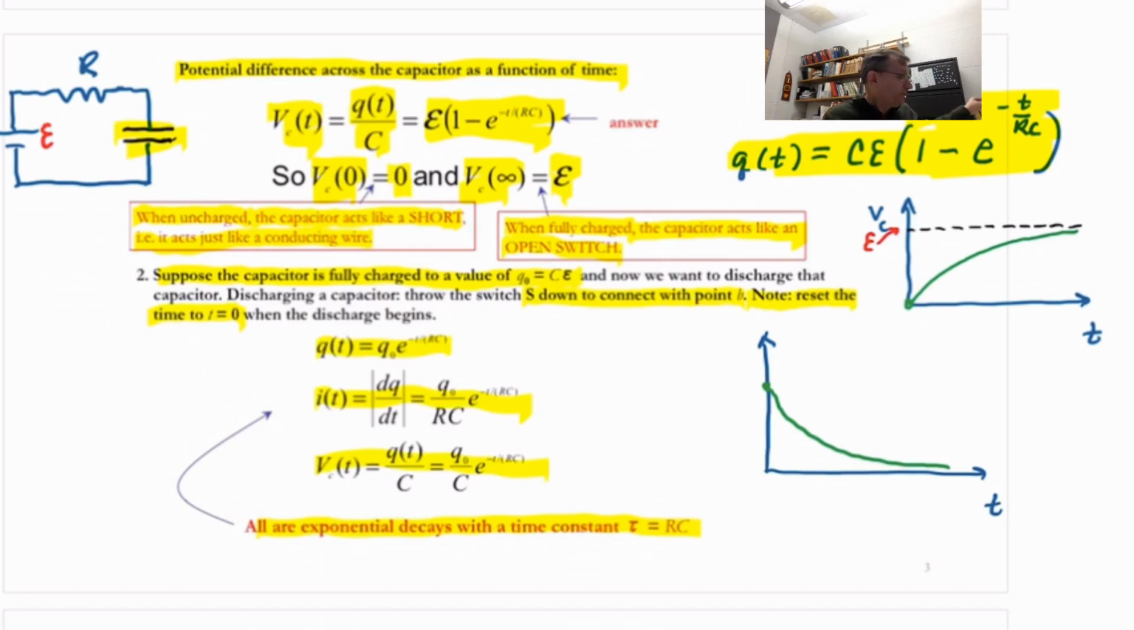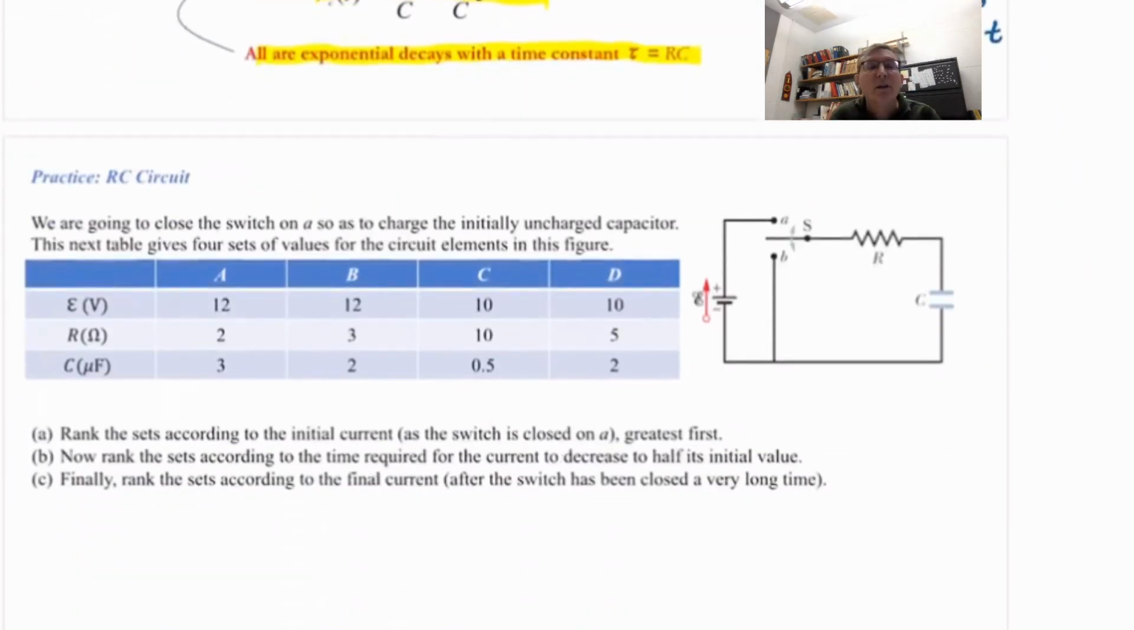All right. Now, what I'm going to do next is a little bit of practice with you and then leave you with a class engagement. All right, so there's our standard RC circuit that can be put into the charging configuration by putting the switch at point A, or, once it's charged, into the discharging configuration by putting the switch to point B. And in this practice, we're starting with the uncharged capacitor and charging it up. So, we close the switch on point A so as to charge the initially uncharged capacitor.